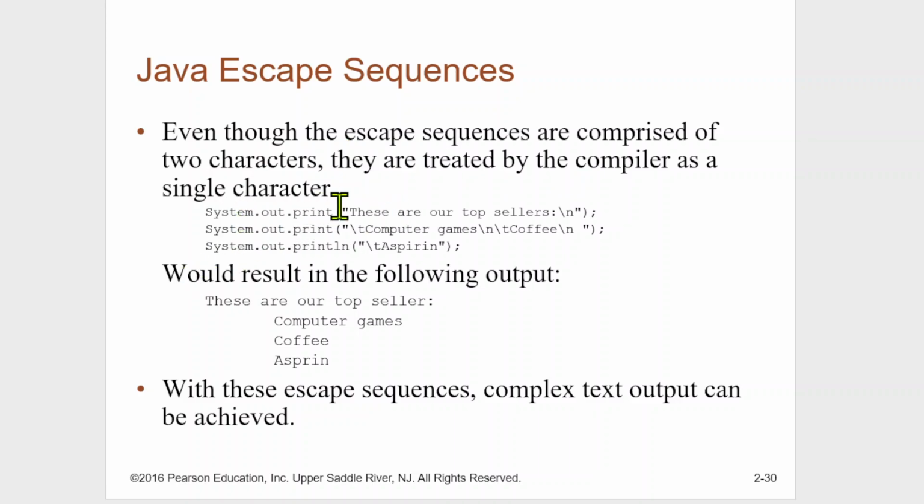This right here is System.out.println with \n and \t. You've got some tabs. You have another escape here, so it should go computer sellers top line, next line. Tab, so it should be indented. Computer games, next line. Tab, coffee, next line. Tab, aspirin, and this will be the next line because this is println, so notice that's the end. So that's how it comes out here.